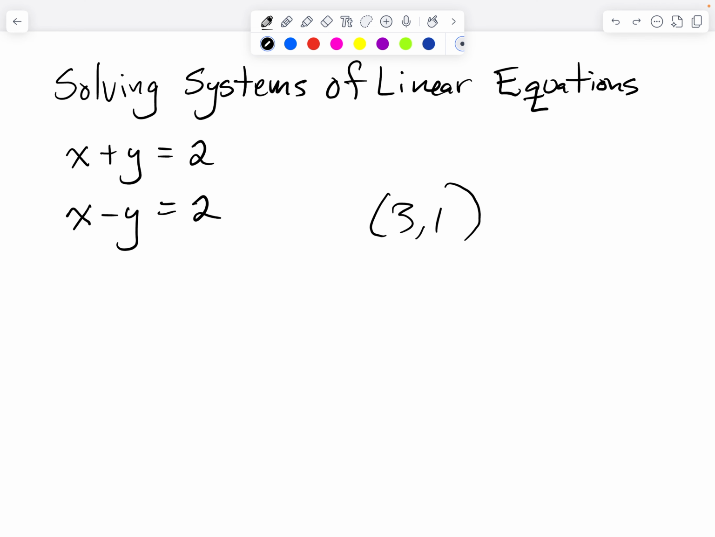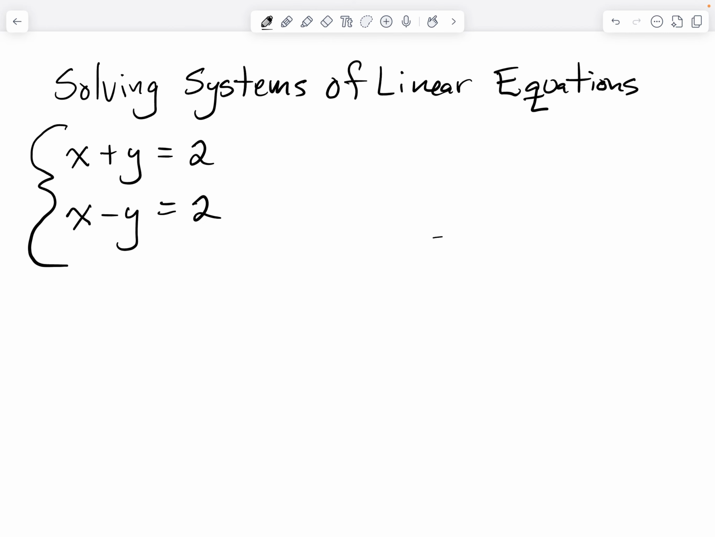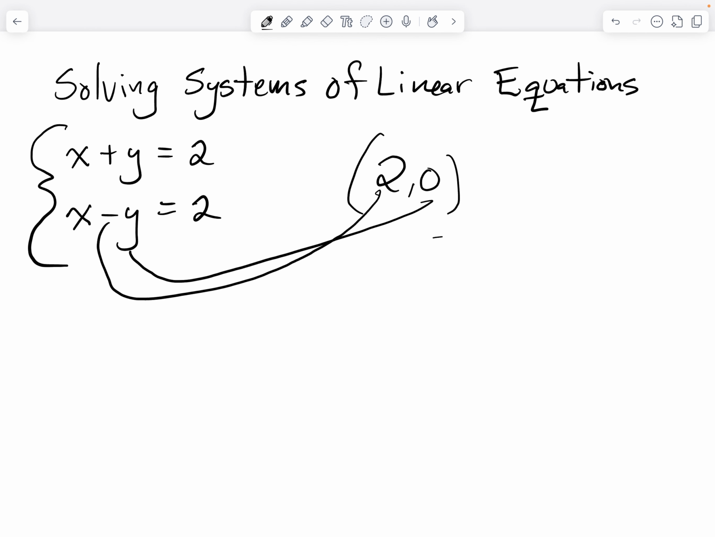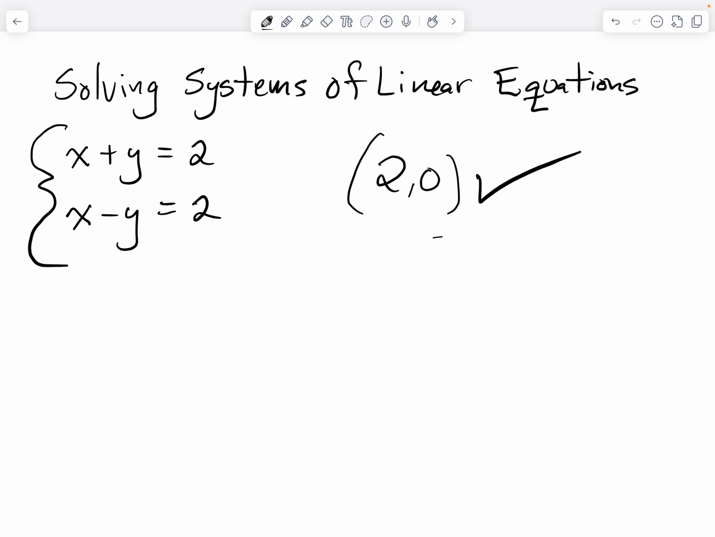And I could ask you, is there an answer that works for both questions at the same time? And that's what I mean by the big squiggly bracket. I could sit here and guess all day. It turns out, just by eyeballing it, 2 plus 0 is 2, and 2 minus 0 is 2. That's an answer that works for both at the same time, and that's the only answer that works for both at the same time.